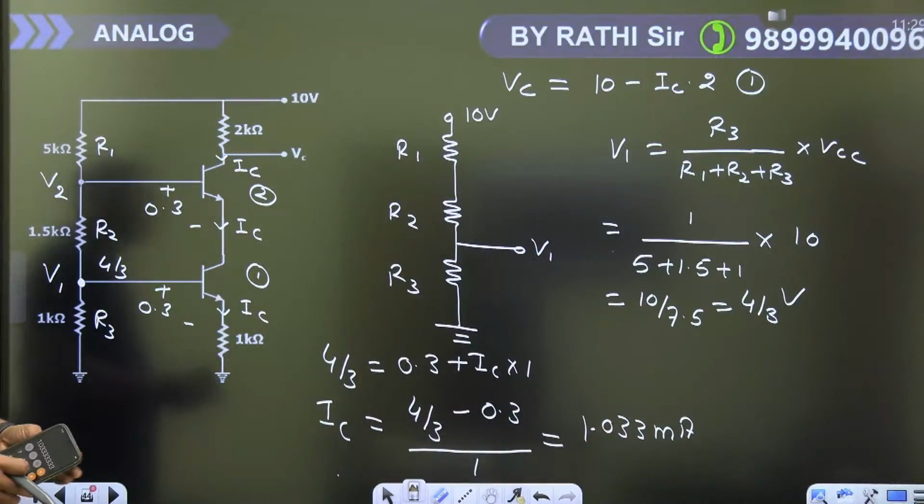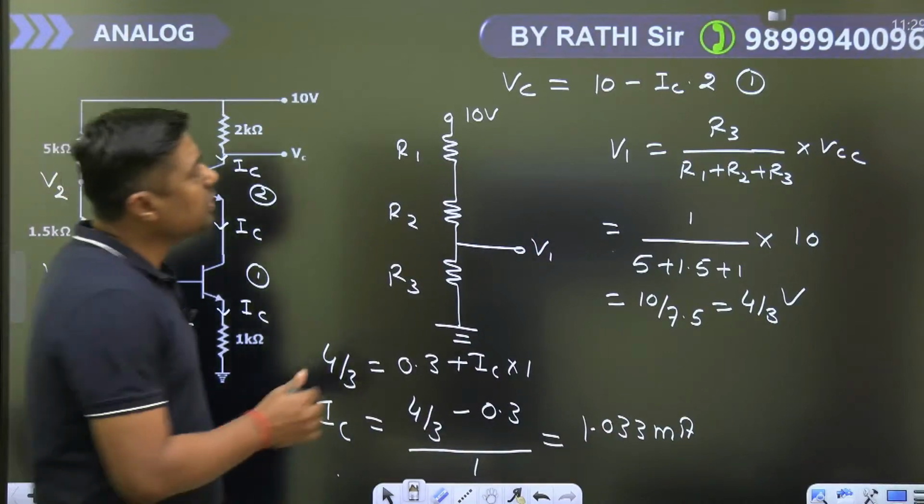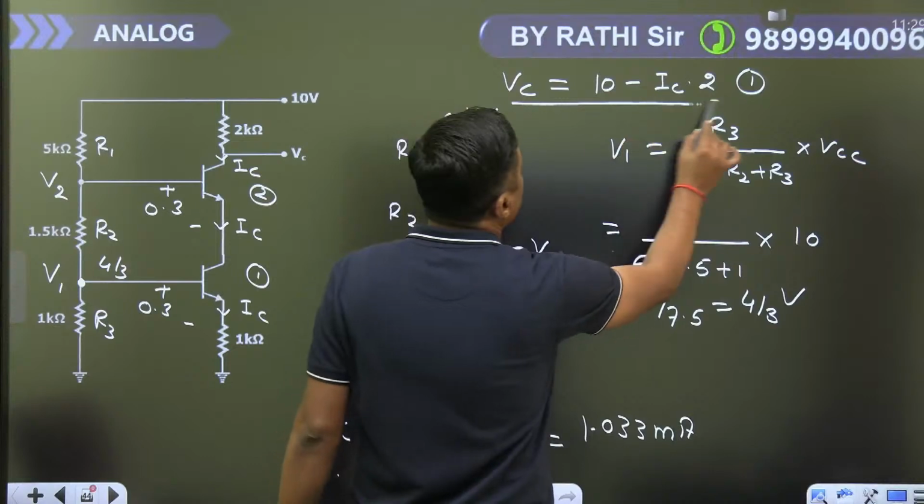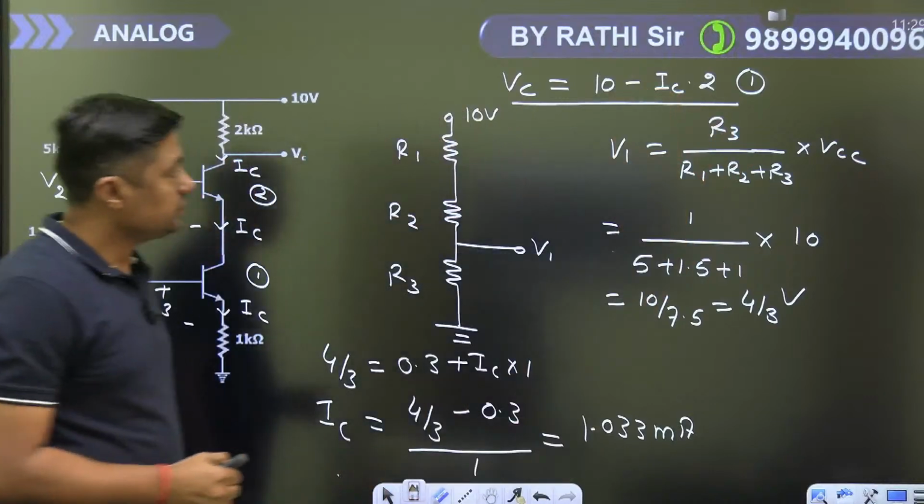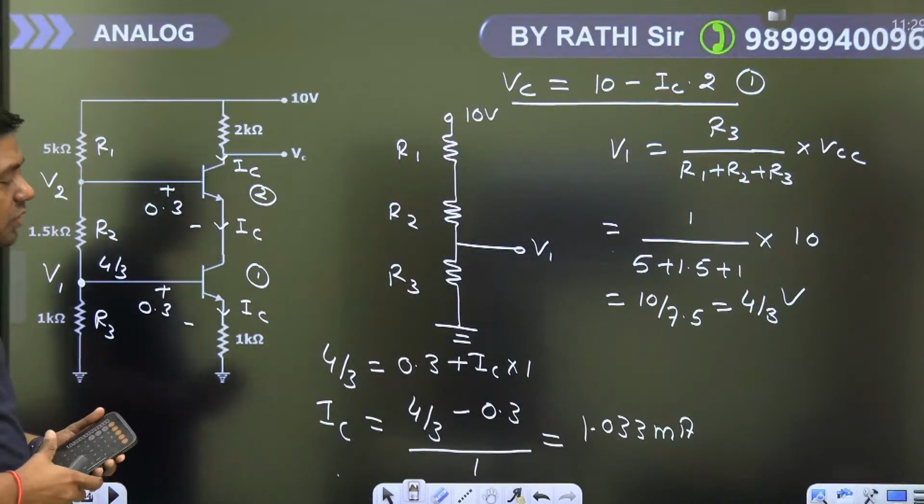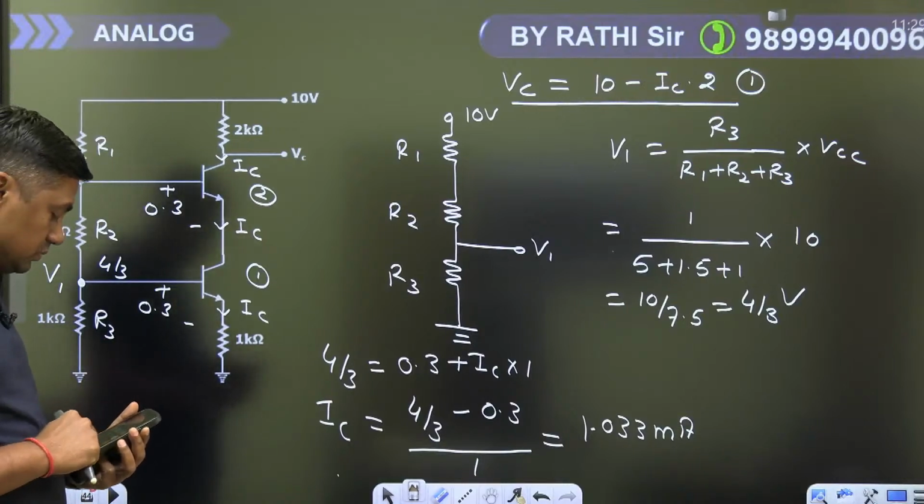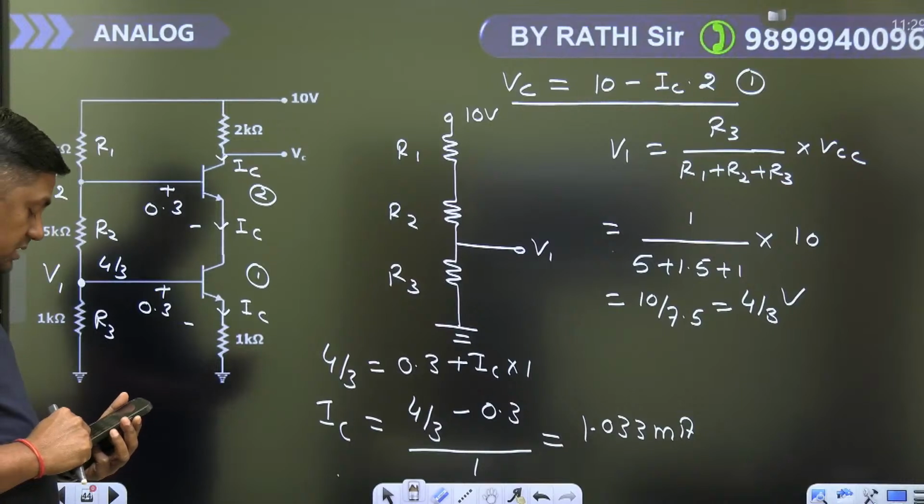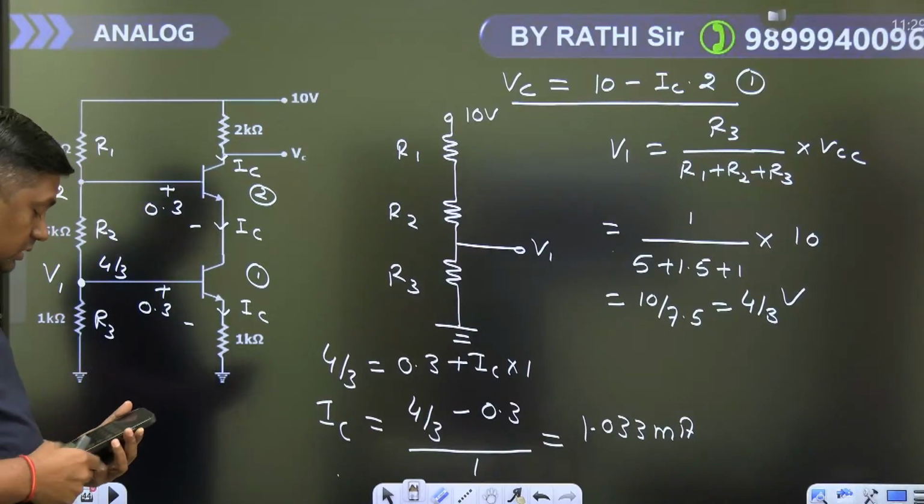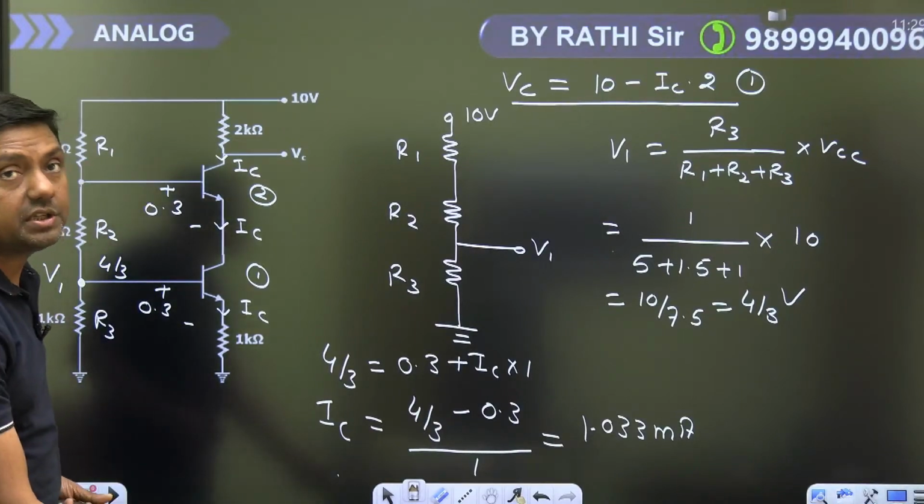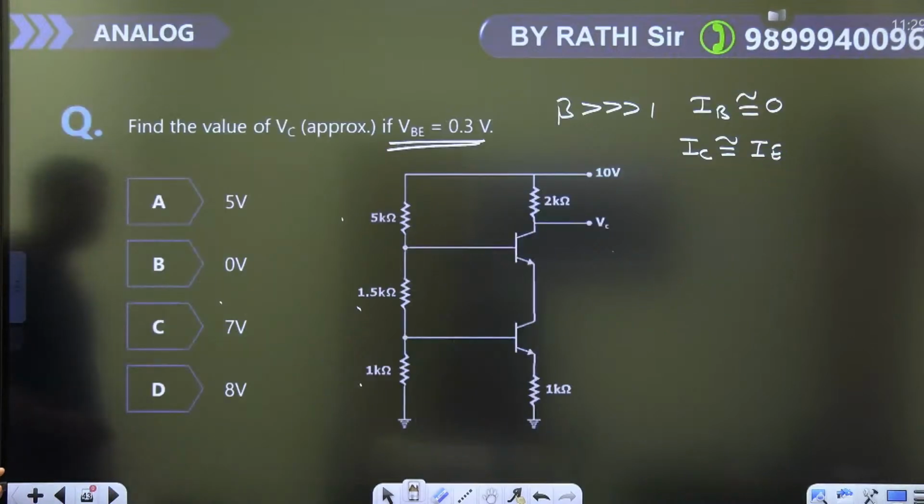Now, once you have the value of the IC, what is the value of the VC? 10 minus 2 times IC. This is multiplied with the 2 and minus 10. 7.933. 7.933 nearly equal to 8 volt.